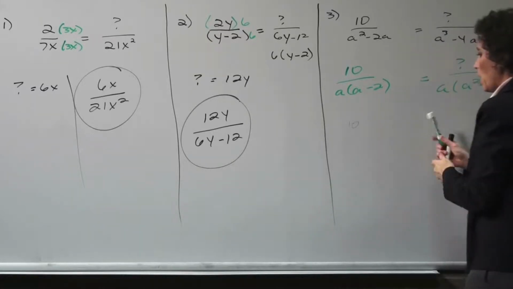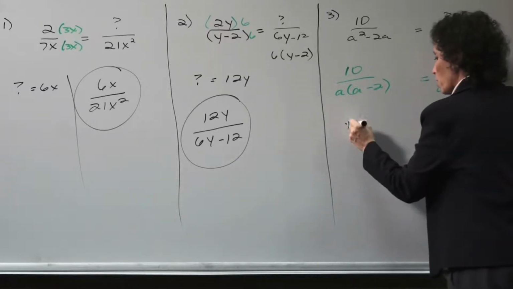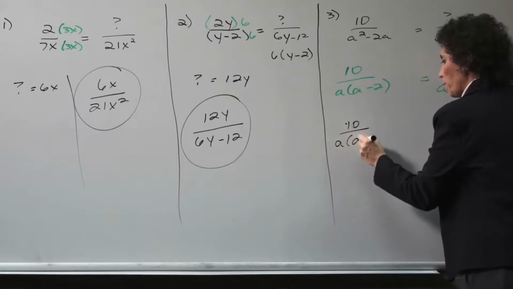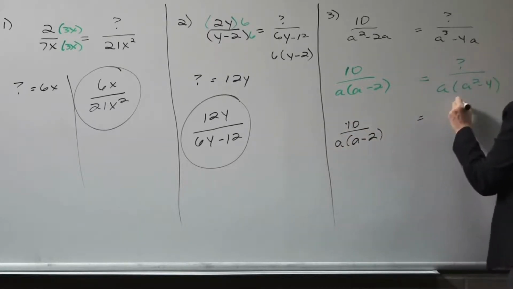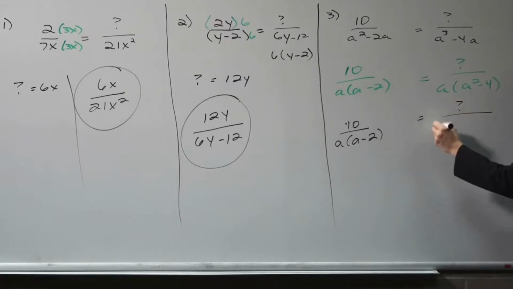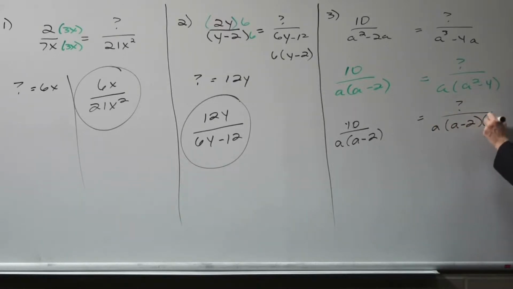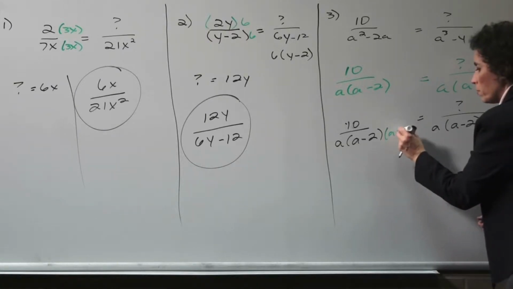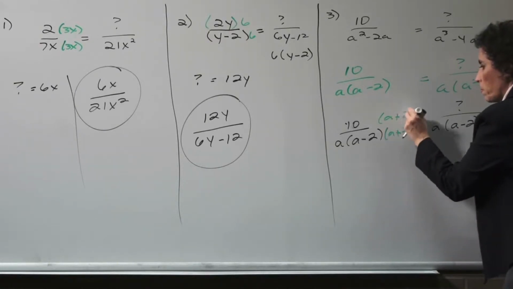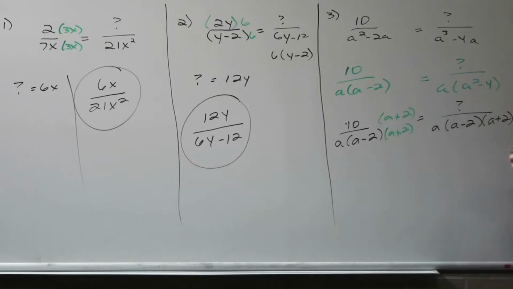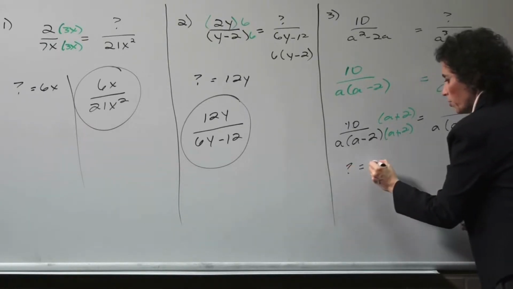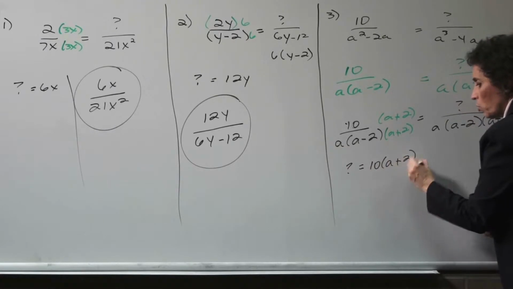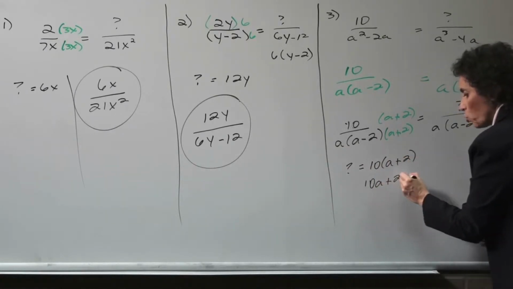Okay, I have 10 over a times a minus 2, and that equals question mark, difference of 2 squares, a times a minus 2 times a plus 2. Okay, so let's see what we got to do here. Well, we have an a, so we're done there. We have an a minus 2. We need an a plus 2. So the question mark is 10 times the quantity a plus 2, or 10a plus 20.